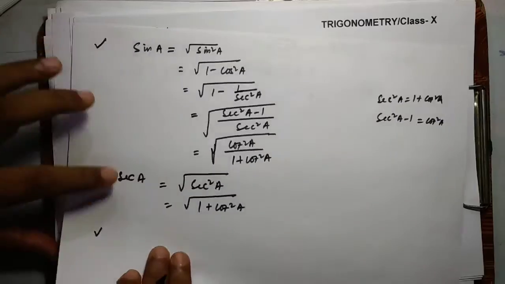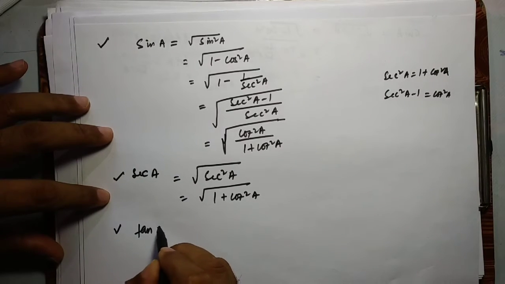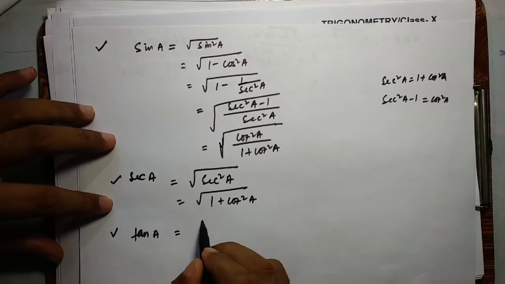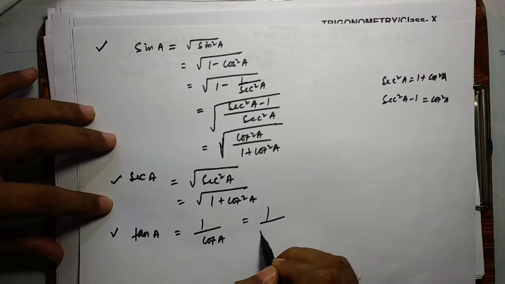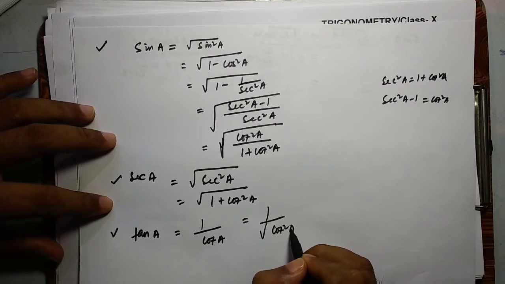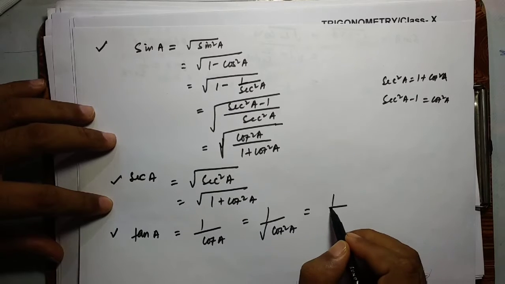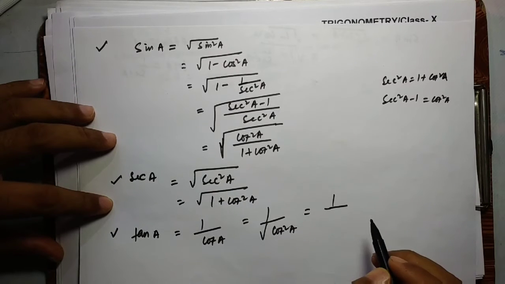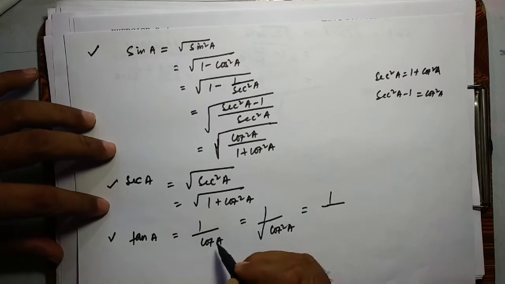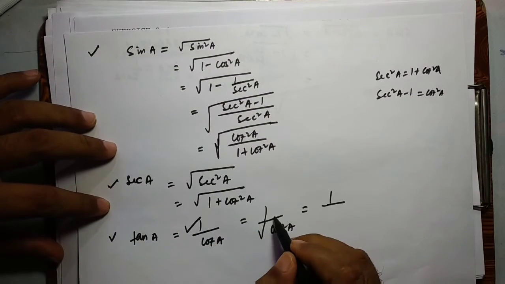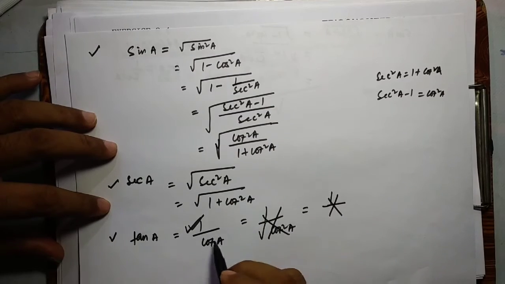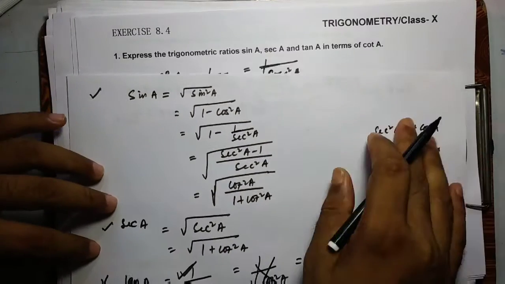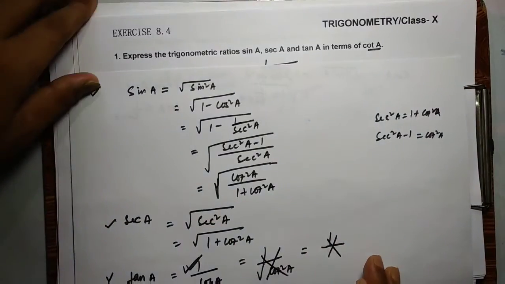Tan A is 1 upon cot A. You can write it like this, or you can write 1 upon root of cot square A, but this is simply 1 upon cot A. You need not write anything more, this is the only thing. This is 1 upon cot A. That's all. They are saying you have to write in the cot A form.